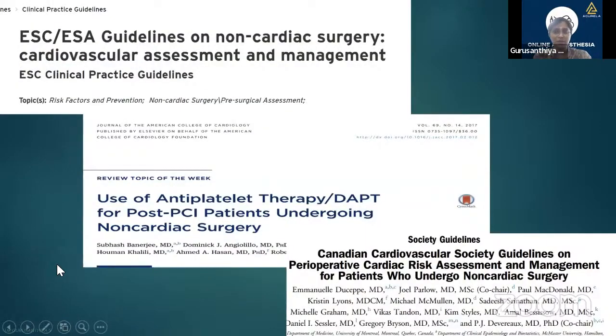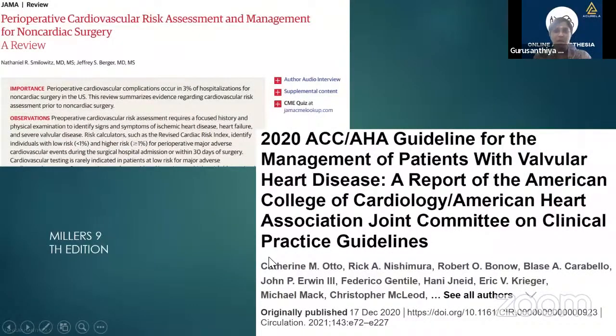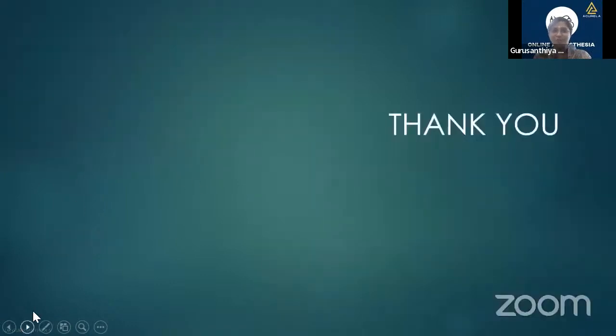And these are the guidelines from which I have taken my topic: a JAMA article and the 2020 ACC/AHA guidelines. It has been very nicely covered in Miller 9th edition. So if you want, you can go through only the 9th edition of Miller rather than going through all these references. Thank you.